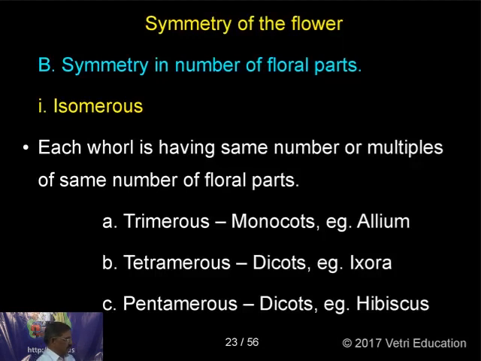And the third one, pentamerous. 5 or multiples of 5 floral parts found in each whorl. Majority of the dicots having this pentamerous condition. Example, hibiscus.